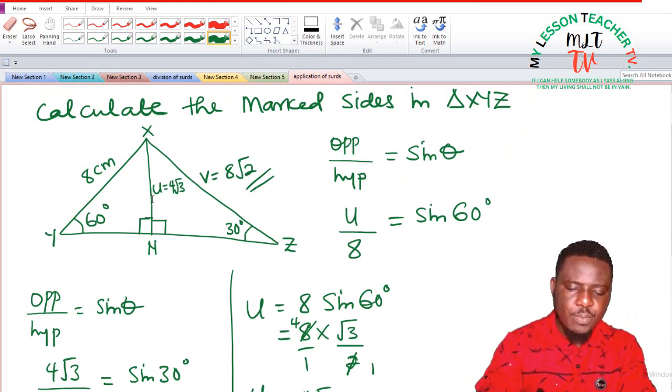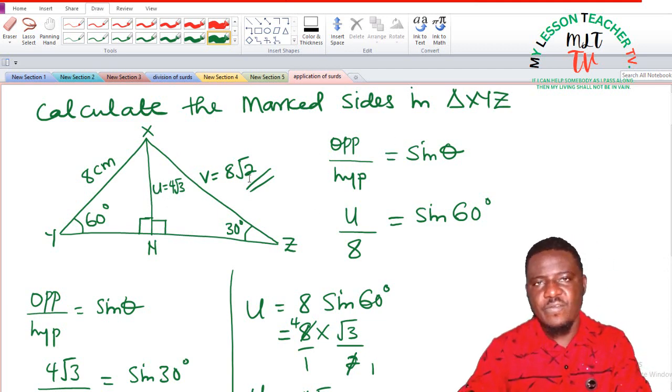So that is our answer. We have been able to get the marked values U and V.